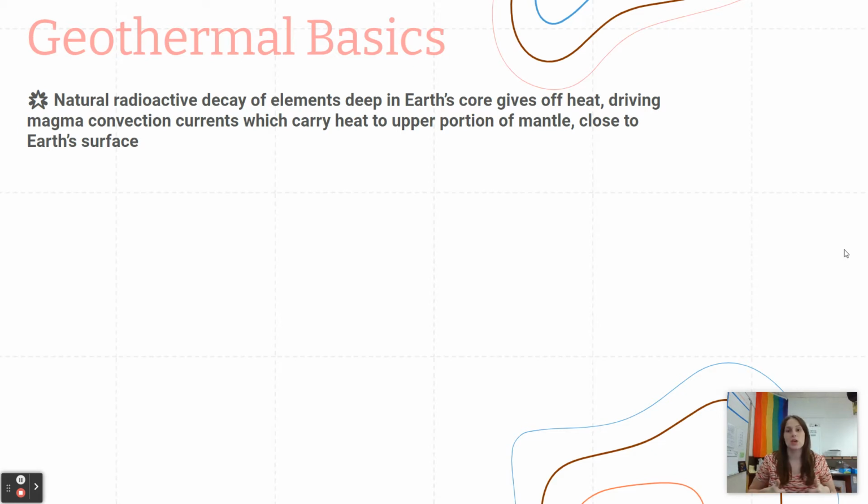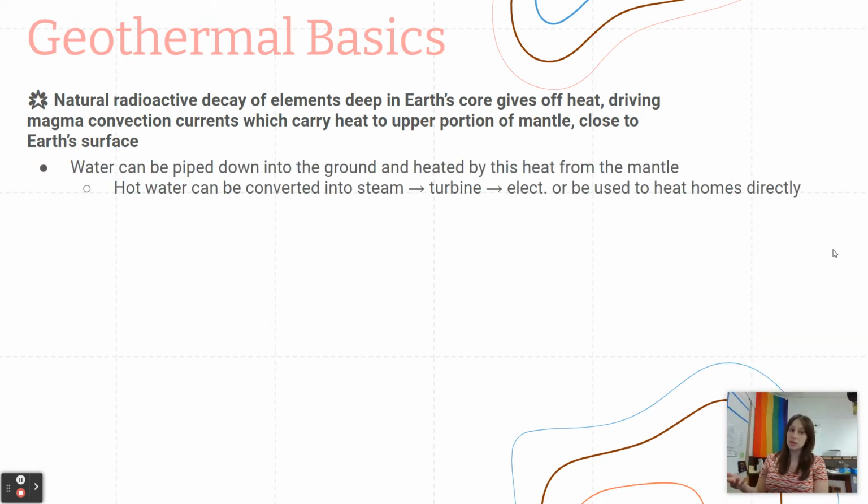Now this heat drives magma convection currents, which carry heat up to the upper portion of the mantle. If you remember in Unit 4 when we talked about some of that cycling of the magma, how it comes up and cycles back around, it's because of this heat driving it. So it's moving the heat up closer to Earth's surface.